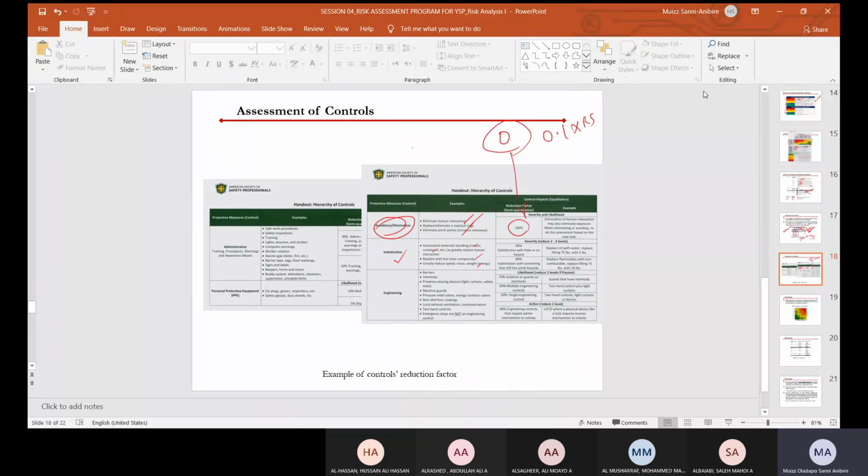Here it says substitution with little or no hazard, versus substitution with something that still has some hazards. So we could have a more effective substitution or a less effective substitution. In this case, you multiply by 0.1, which is 90%. In this case, it's 80%, so you multiply by 0.2. Okay, the risk score.